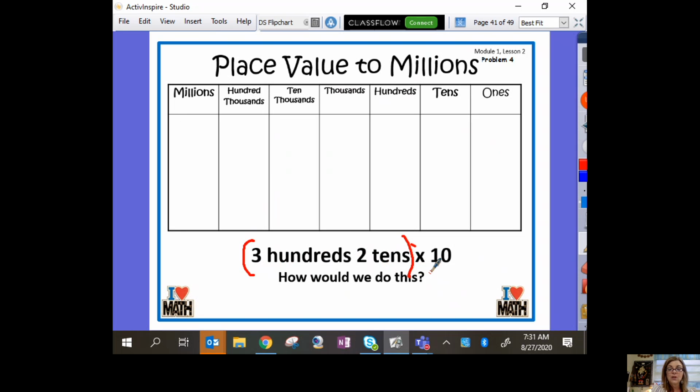So I want you to turn and talk to a partner, and I want you to discuss how you think that you would multiply 300s to 10s. And I'm going to pause the video right here for just a moment.